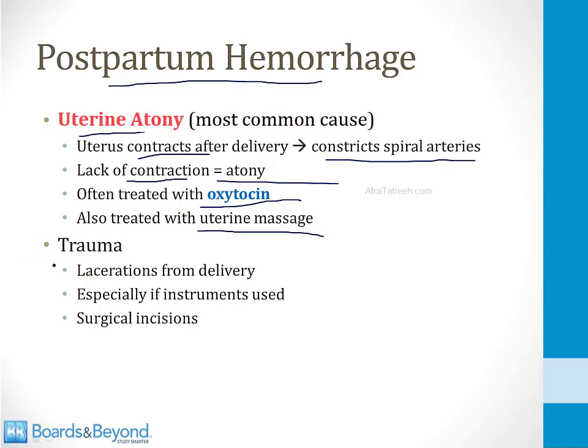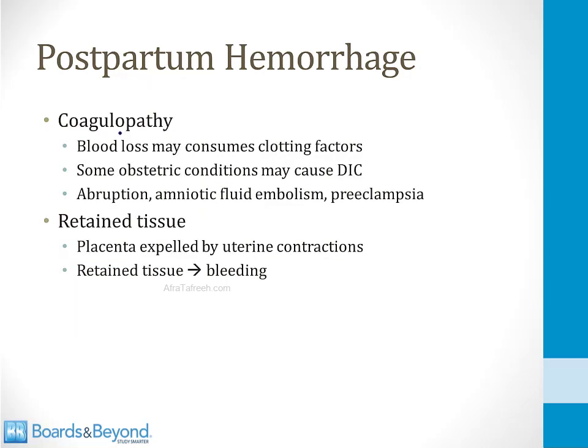Second most common cause is trauma, so lacerations to the uterus often occur during delivery, especially if instruments were used or surgical incisions were made, so all of these things can potentially cause bleeding after delivery of a baby. Other causes of postpartum hemorrhage are shown on this slide.